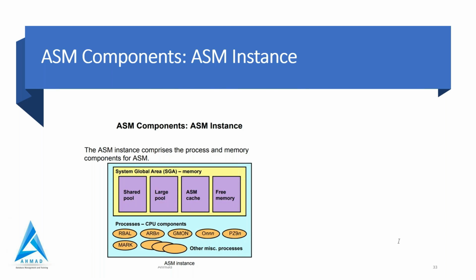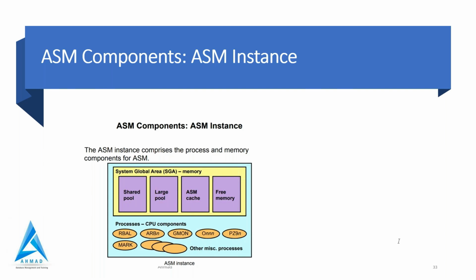See, automatic memory management is enabled by default for the ASM instance. Please remember, it will dynamically tune the sizes of the individual SGA memory components of ASM. So the amount of memory needed for an ASM instance will depend on the amount of disk space being managed by ASM. So remember that. And the second part of the ASM instance is the background processes.